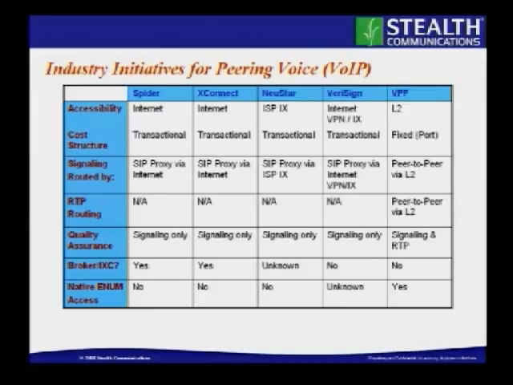The first is the accessibility. How do you access these services? You can access them over the public internet, you can access them at internet peering points, or they may have dedicated networks, in the case of the Voice Peering Fabric. Let me put this into a little bit better context here.